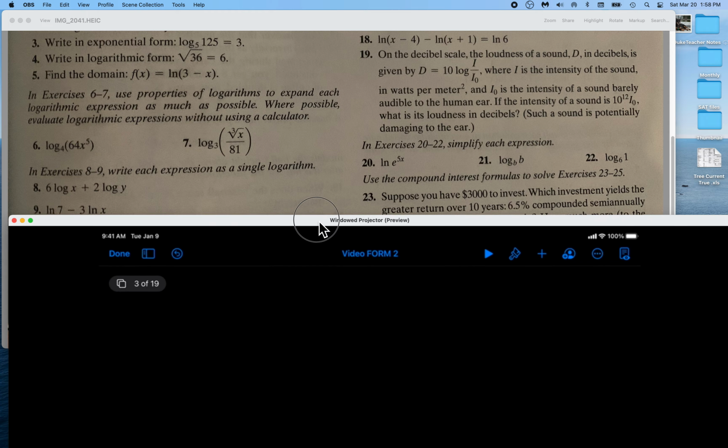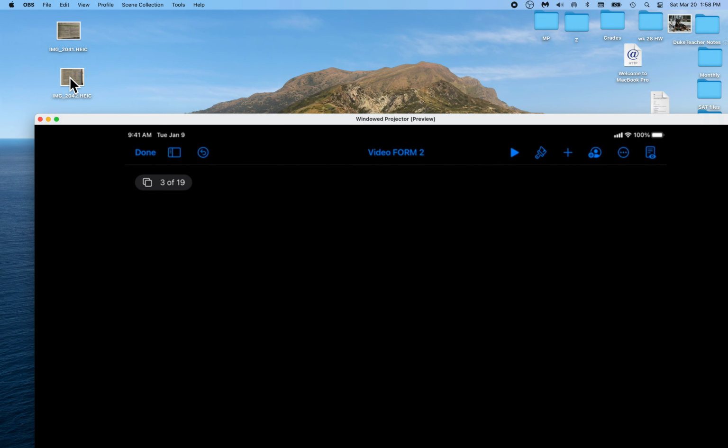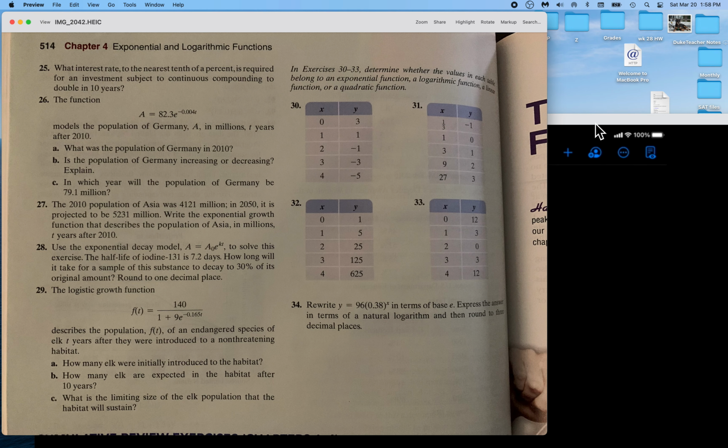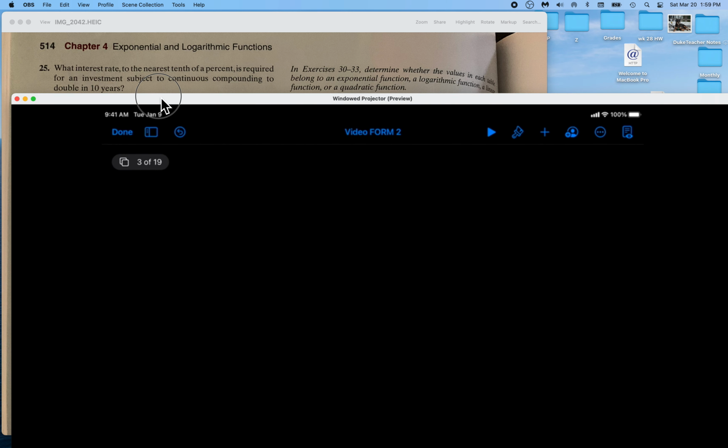Okay, that is the end of this sheet. Let's go to the next one and do number 25. What interest rate, to the nearest tenth of a percent, is required for an investment subject to continuous compounding to double in 10 years?